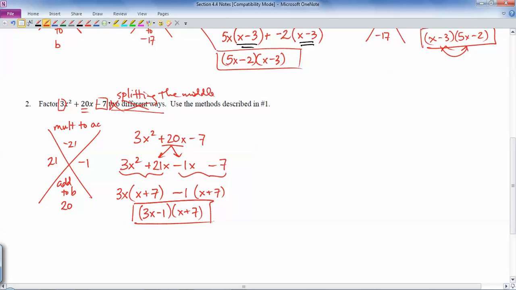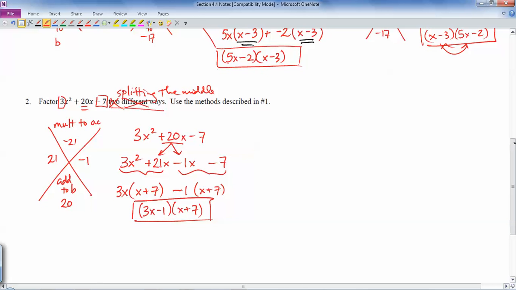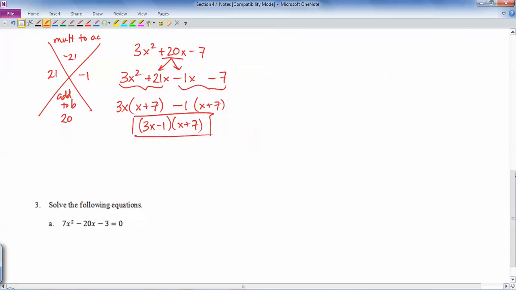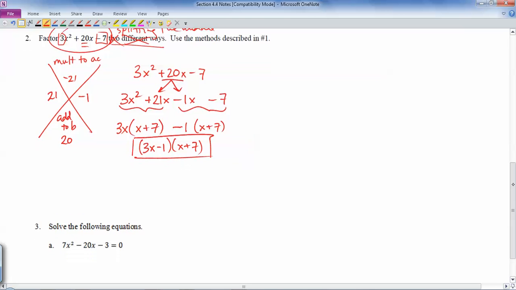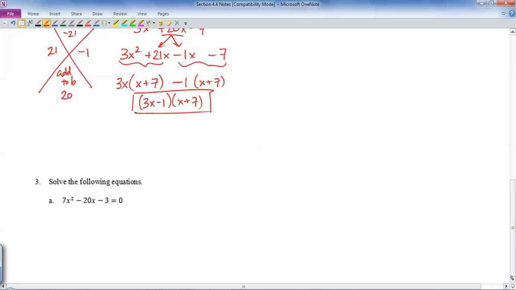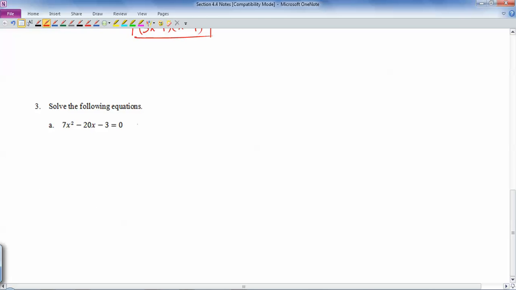Okay? So I want to do one more example, number 3 here. By the way, you can always check these just by foiling this out and making sure you get the original back. So don't ever hesitate to do that if you're not sure. So number 3 is solve this equation. And when you have standard form, a lot of times it's useful to factor it.